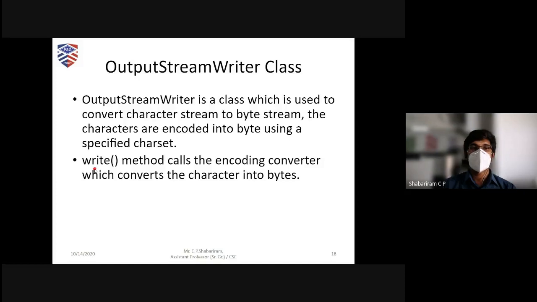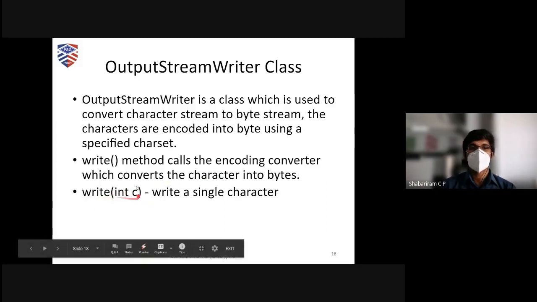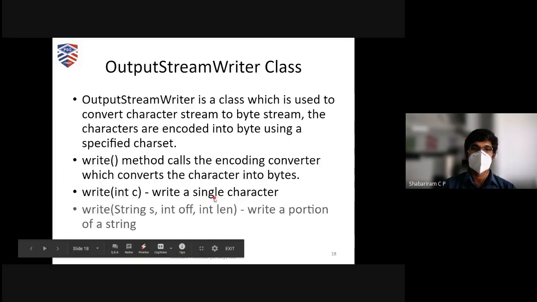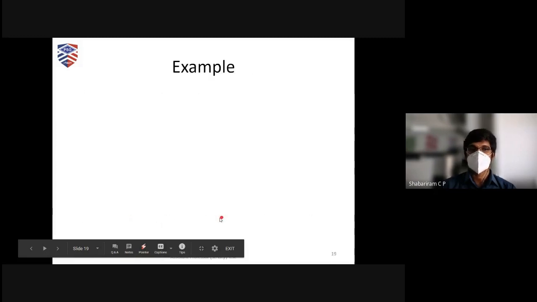Similar to the read method, it has some methods, right? If you are taking a write method, any write method calls the encoding converter, which converts the characters into bytes, right? The methods that exist in the OutputStreamWriter class are the write method, which takes a single integer value and is going to write a single character. If you want to write a portion of a string, you may use write with 3 arguments, that is string s, offset, and length.